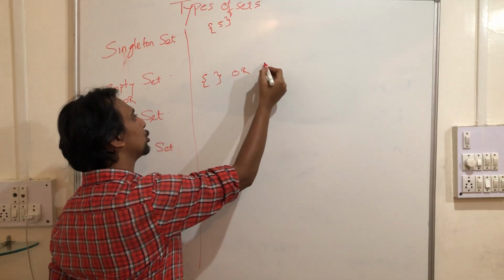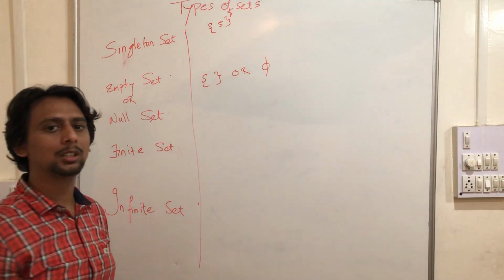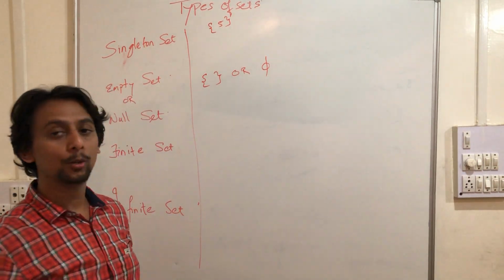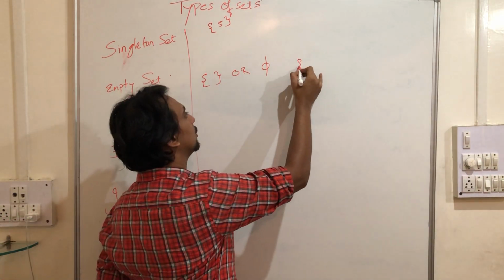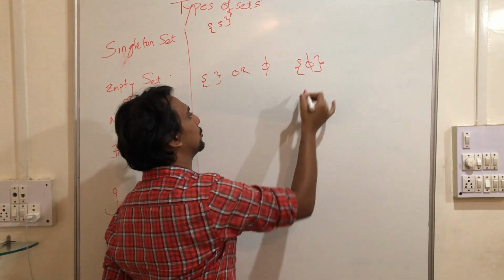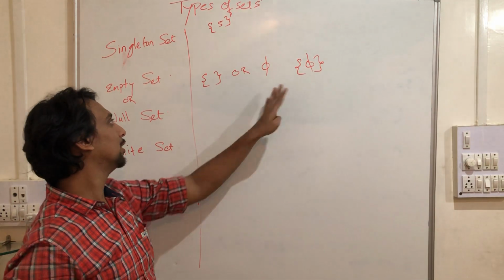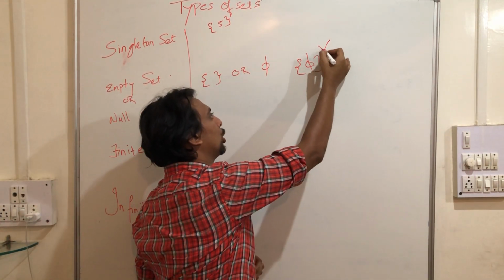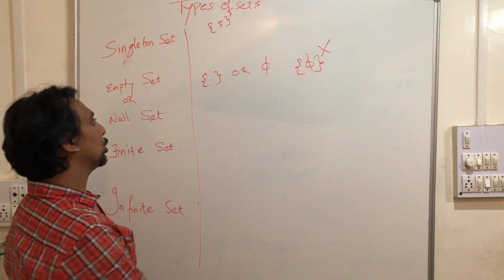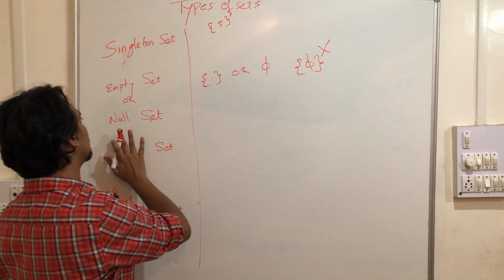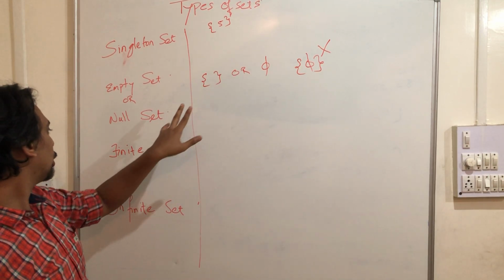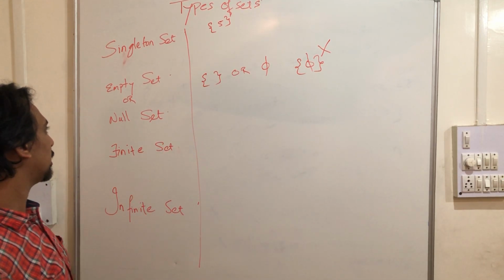Or you can also show it by like this. But some people will use their own mind and write it something like this. Not like that. Either you show it like this or like this. This is not allowed. Okay? So either you show it like this or like this. That is empty set or null set. Both will do. So then comes finite set.